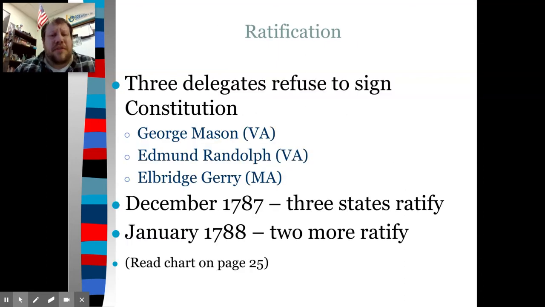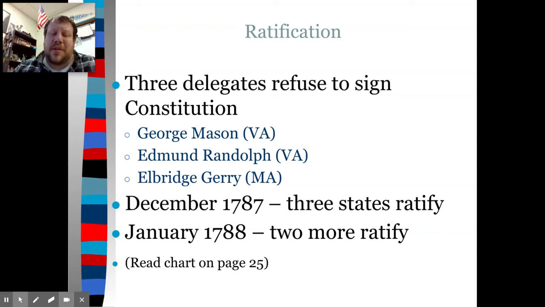There are some people that actually refused to sign the Constitution. Some people just left right away because either they missed their wife and kids or they just didn't agree with it. George Mason, Edmund Randolph, and Elbridge Gerry, three of the biggest guys at the Constitutional Convention, didn't sign it because they didn't agree with it. They didn't like it. By December of 1787, they put it out to the states to ratify. They needed 9 of 13 states to ratify it.